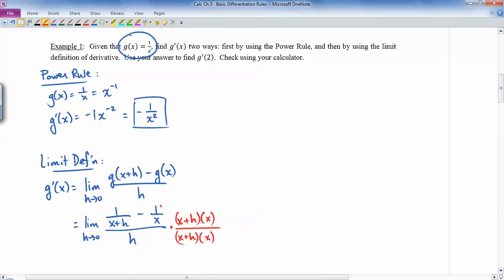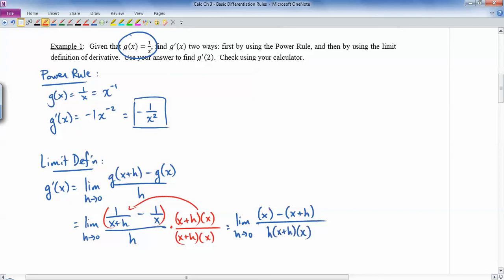And then when I distribute this to the first term, I'm going to get, let me write limit here. I'm going to go back to blue so that it's consistent. Limit as h goes to 0. On top, I'm going to get an x for the first term, and then minus an x plus h for the second term. And on the bottom, I've got h times x plus h times x.